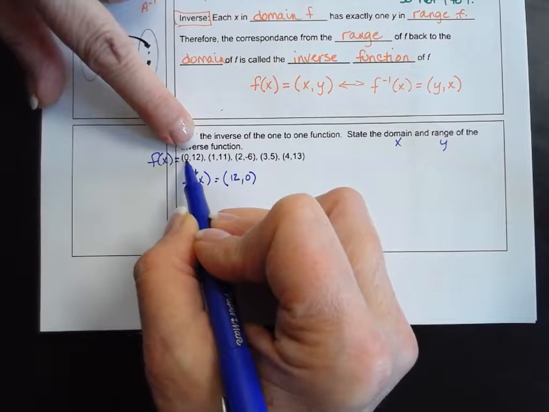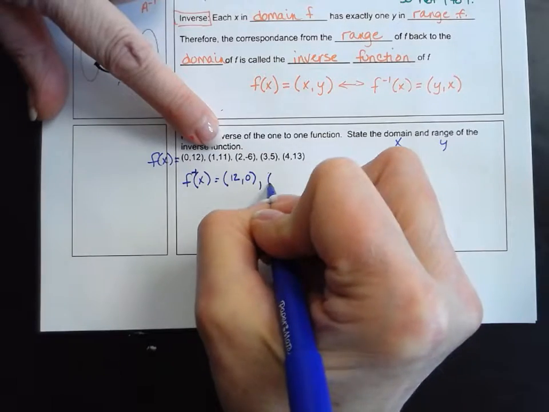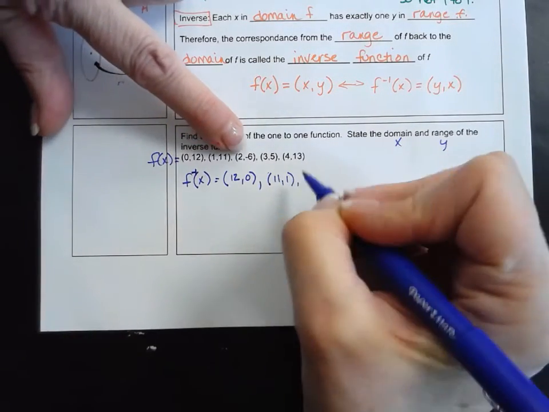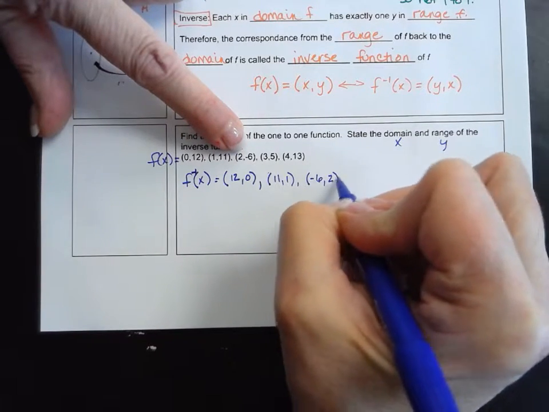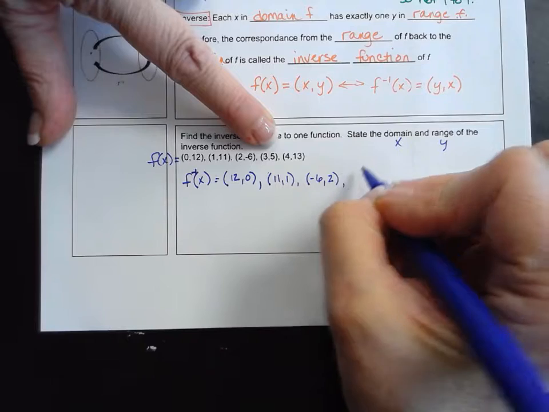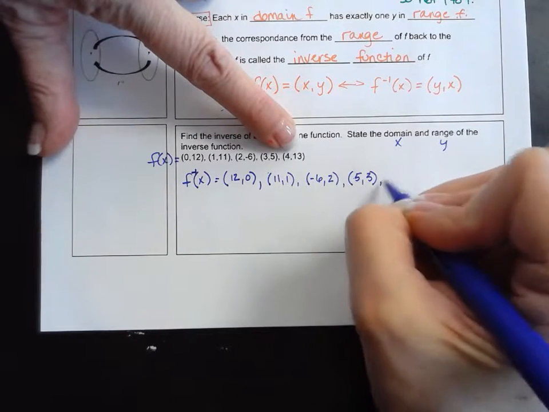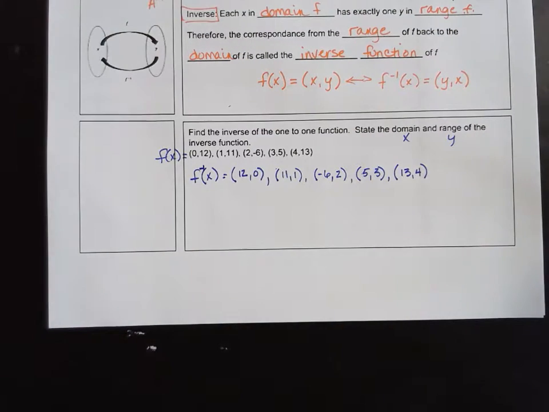So the inverse of (0, 12) is going to be (12, 0). The inverse of (1, 11) is going to be (11, 1). The inverse of (2, -6) is going to be (-6, 2). The inverse of (3, 5) is going to be (5, 3). And then (4, 13) will be (13, 4).